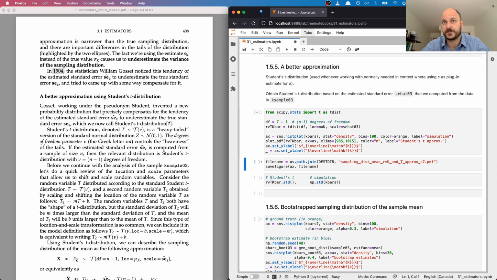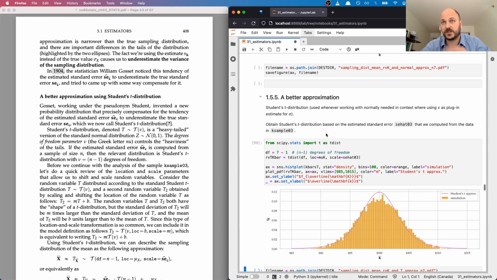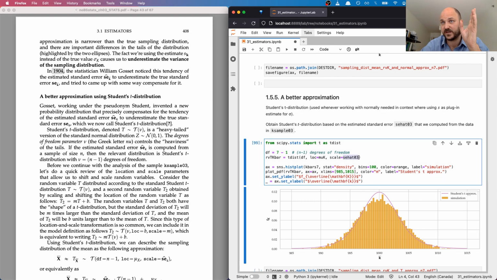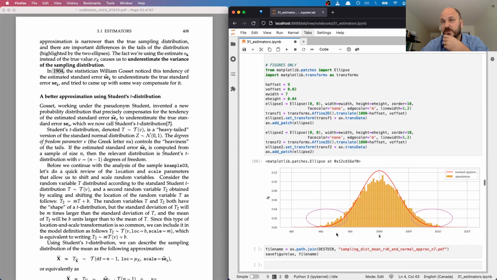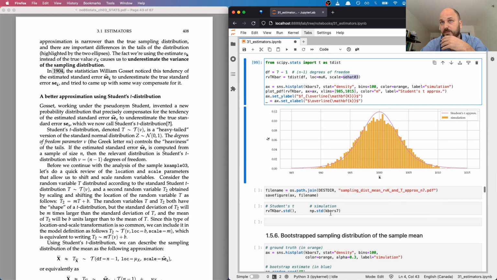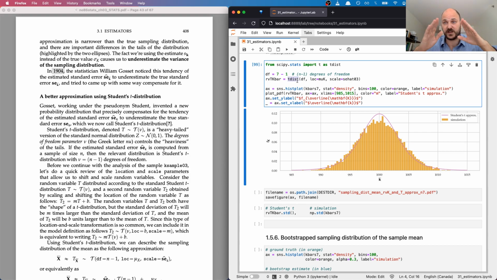A picture is worth a thousand words. Here is the same sample, the same standard deviation we computed from that sample of size 7. And the purple line here is the Student t approximation. So you see the problem is fixed. If we just blindly use the normal approximation, we're underestimating. But thanks to the t distribution, which has heavier tails, we have much better agreement in our model for the sampling distribution of the mean. It captures correctly the fact that it's wider.